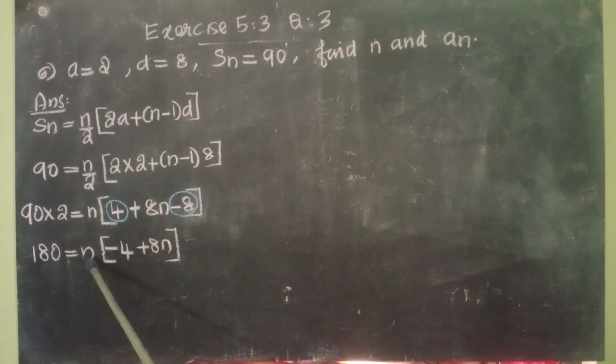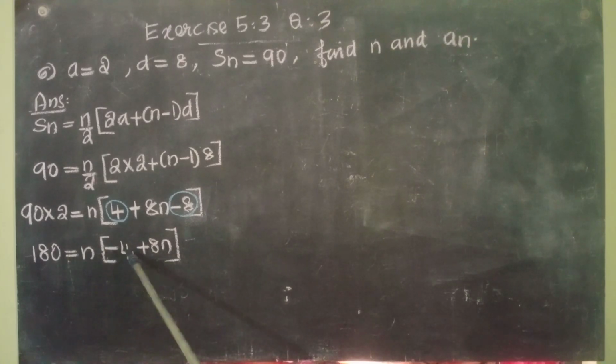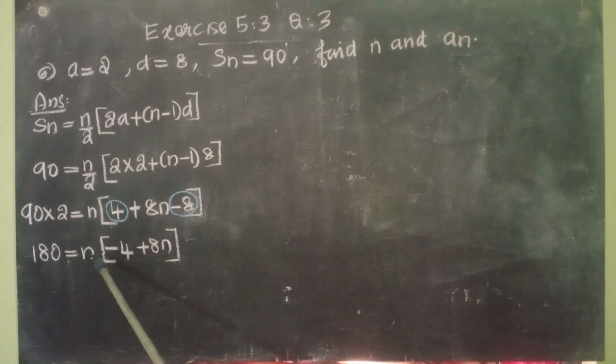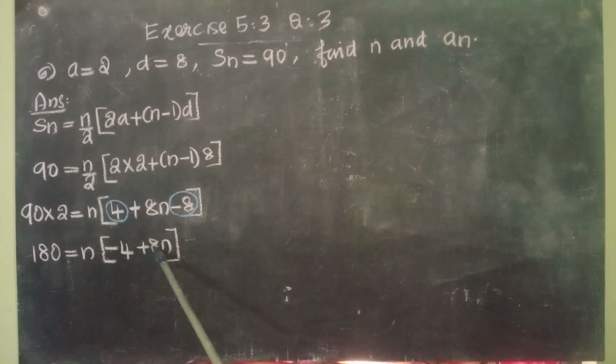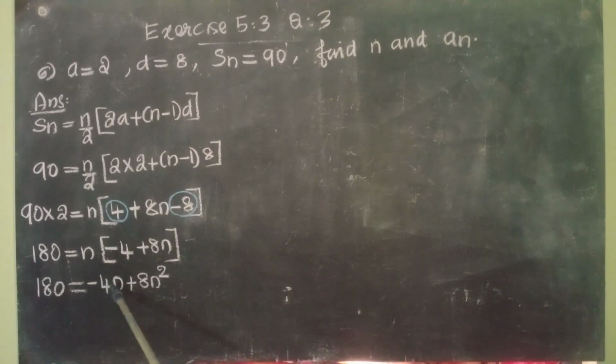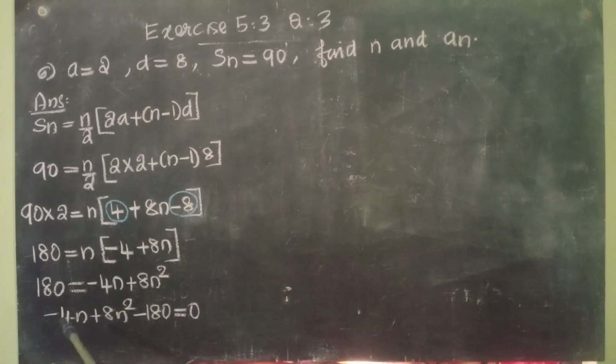Now we can multiply n with the numbers inside. n into minus 4 is minus 4n. n into 8n is 8n square. 180 equal to minus 4n plus 8n square. We can take this 180 to the right side. So we get minus 4n plus 8n square minus 180 equal to 0.